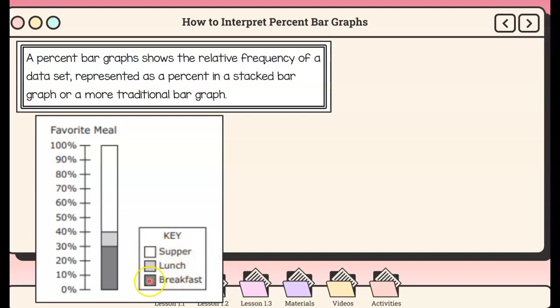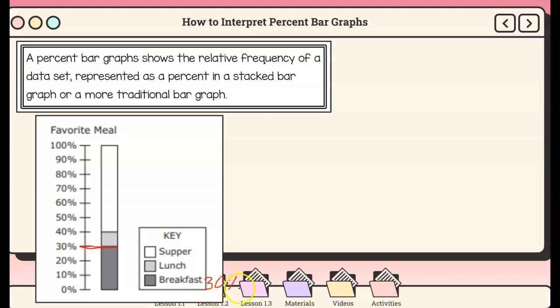So we can see breakfast is the dark one. So I can see from 0 to 30% is breakfast. From 0 to 30% is breakfast. So I'm just going to draw that line. I can see it's 30%. So breakfast is going to be 30%.